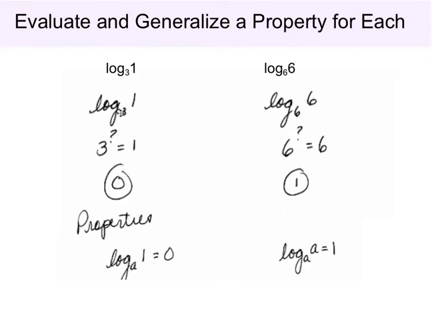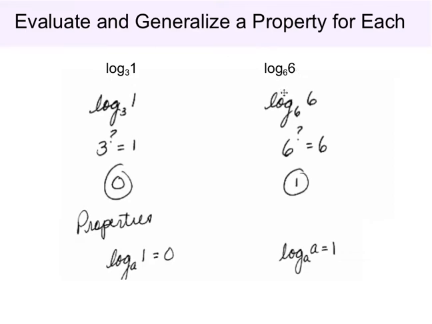So log base 3 of 1 is 0 because 3 to the 0 power is 1. That generalizes to any base. Log base a of 1 is 0 because a to the 0 is 1. Any positive real number raised to the 0 power is going to be 1.